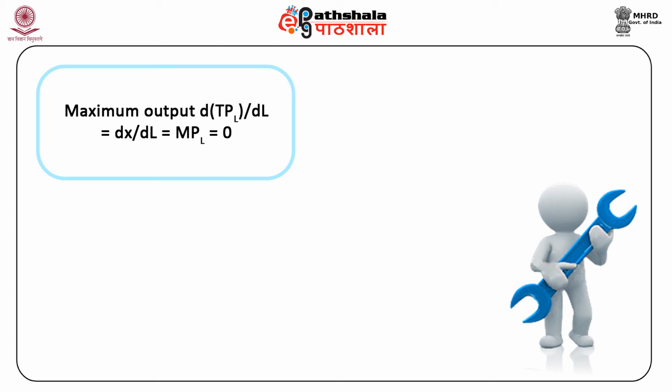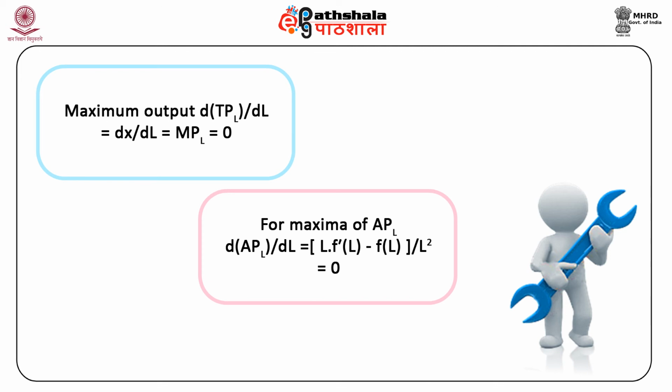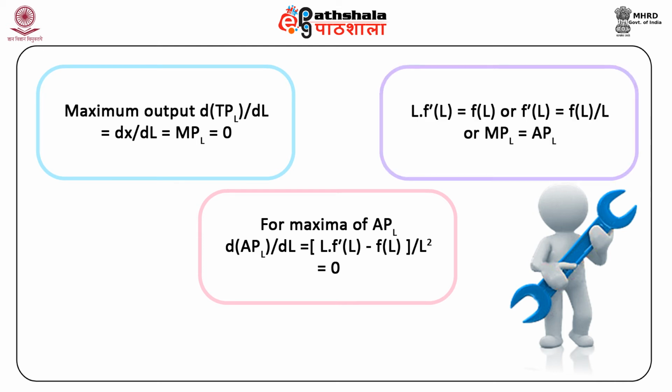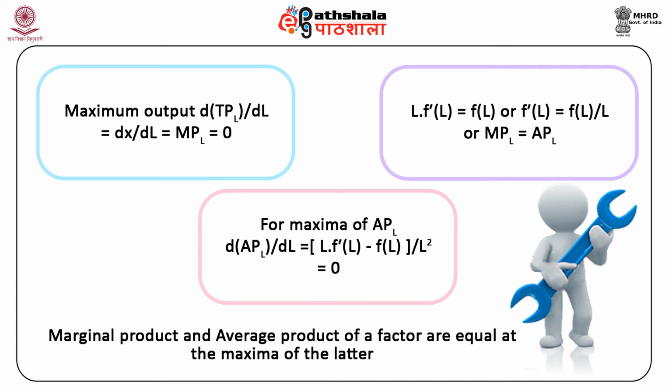The necessary condition for maximization of output is dTP/dL equal to dx/dL equal to MPL equal to 0. Often, we are interested in finding the level of employment of labor at which its average product is maximum. For this, we have dAPL/dL equal to 0, which gives us the condition that MPL is equal to APL. Thus, the marginal product and average product of a factor are equal at the maxima of the latter.